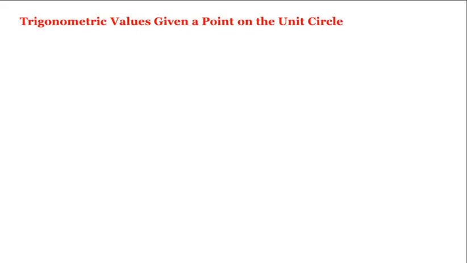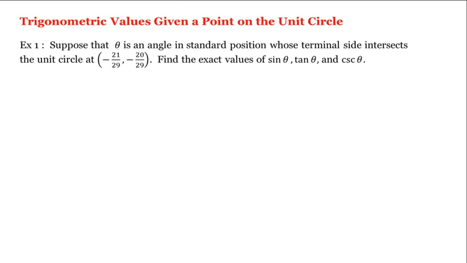Let's find trigonometric values given a point on the unit circle. For example, let's suppose that theta is an angle in standard position whose terminal side intersects the unit circle at negative 21 over 29, negative 20 over 29. Let's find the exact values of sine of theta, tangent of theta, and cosecant of theta.